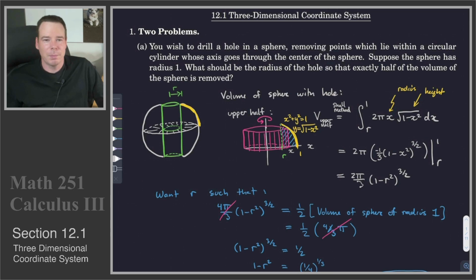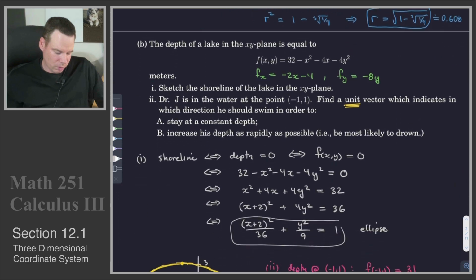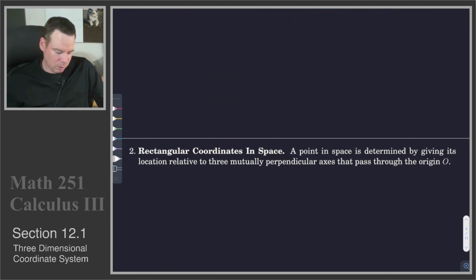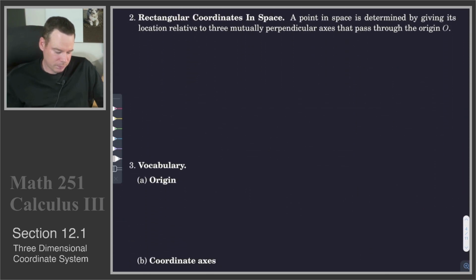Hi everyone, welcome back to the second part of the video on section 12.1. Now we're going to introduce our three-dimensional coordinate system, or our rectangular coordinate system in space.